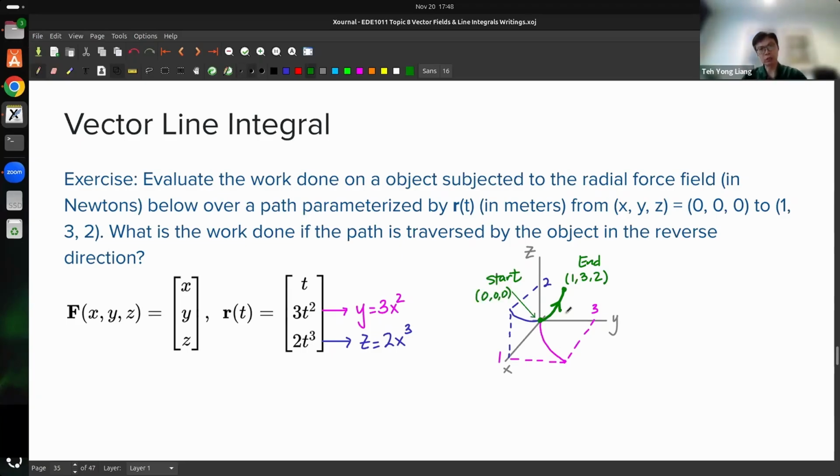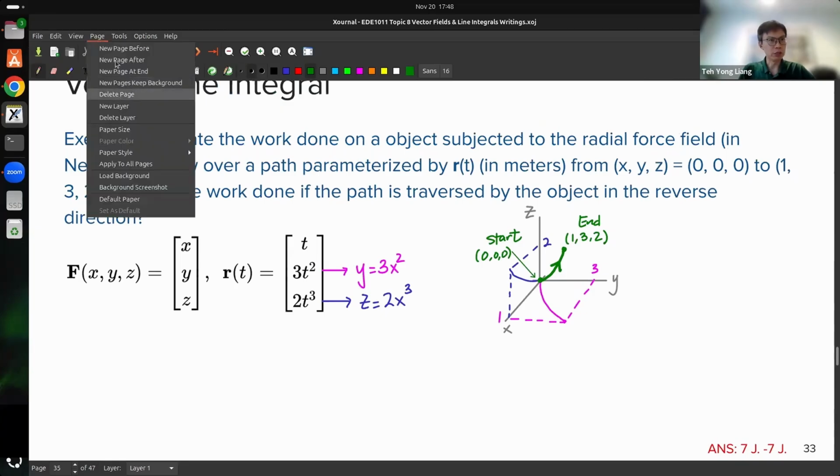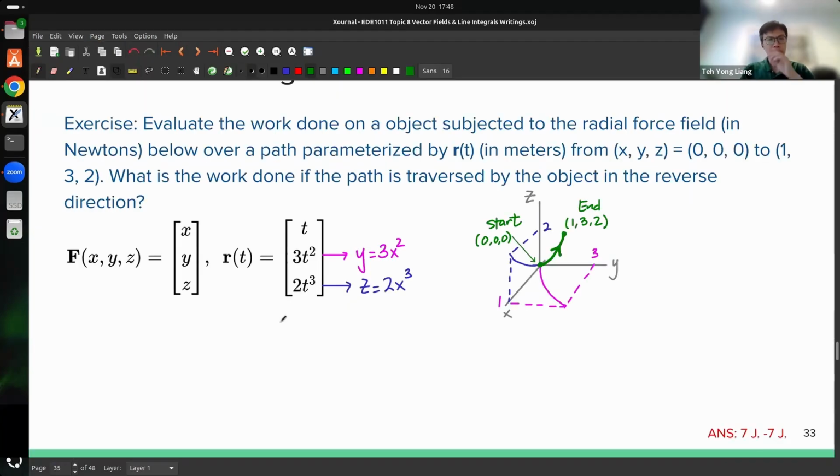So you see this is a curve in 3D. Try to visualize. No need to draw, actually. We just do the operation, but it's a nice thing to maybe understand it. Now you see this one is easy. Why? Because they already give you r of t, so you don't need to parameterize yourself. You use the parameterization given by them.